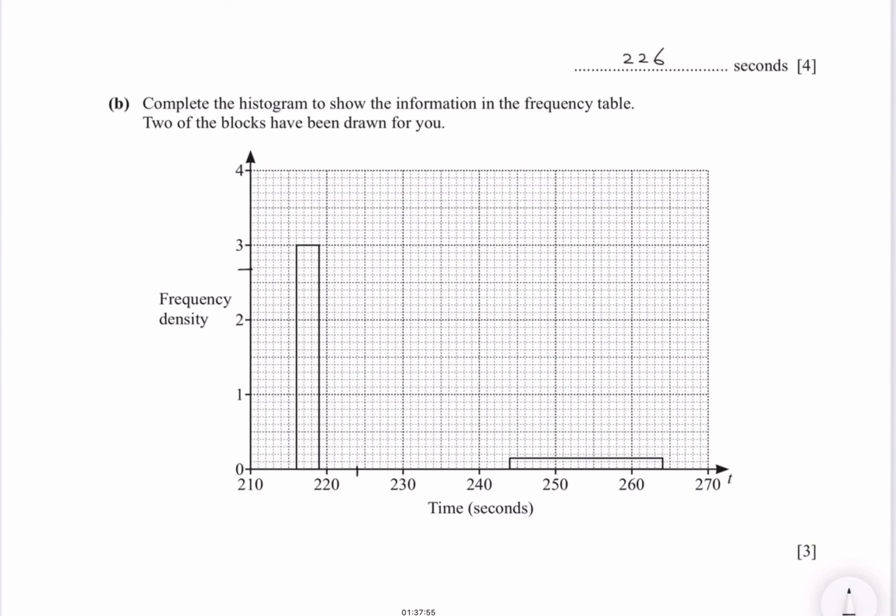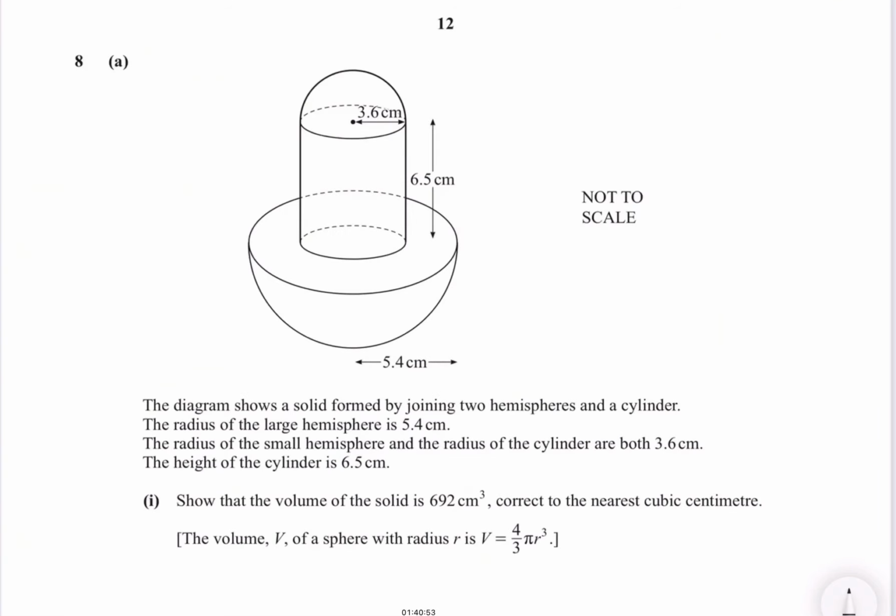So your first value from here, your second value from here, third value here. So this is completed. Question number 8a. Show that the volume of solid is 692, correct to the nearest cubic centimeter.